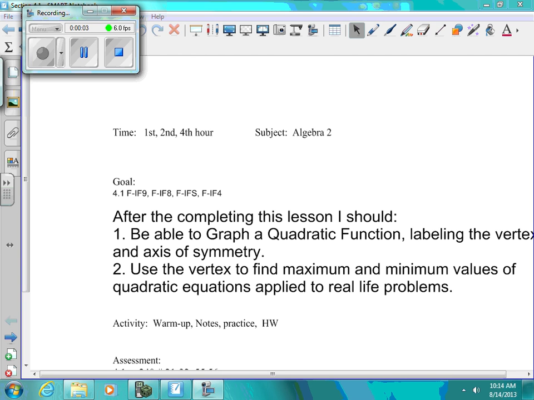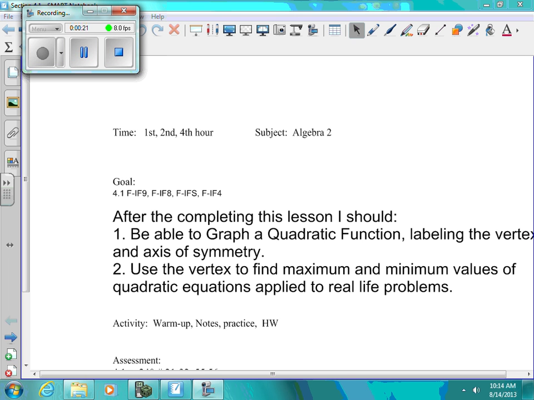Today we are going to begin our first unit of the year. It's based on quadratics. It focuses on Chapter 4 material in your textbook. Today our goal is to cover the first section of Chapter 4. These are some things that hopefully you should be able to do.